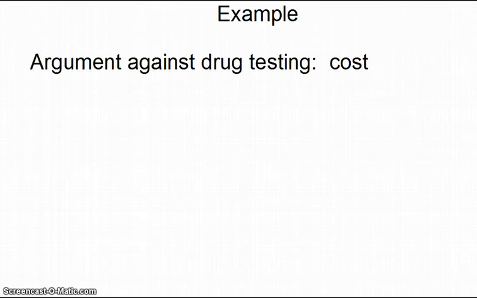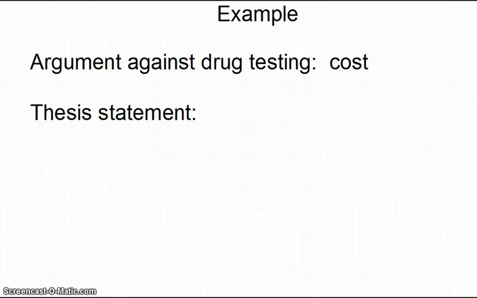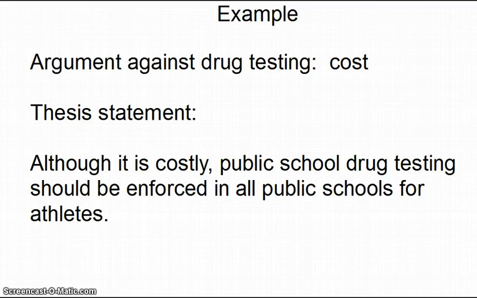So here's an example, and then you're going to do this on your own paper. So let's continue with the theme of public school drug testing, and one of the arguments against public school drug testing is the cost. So here could be a thesis statement that would have that in there. Although it is costly, public school drug testing should be enforced in all public schools for athletes. So I took this piece of evidence here, I added it in there. Okay, at some point I have to talk about the cost of drug testing in my paper, and I wouldn't say that if I didn't intend on doing that. So that was an example of giving the opposing viewpoint in the thesis.